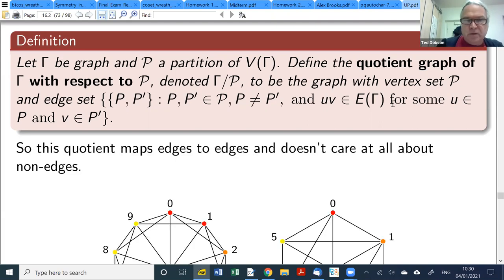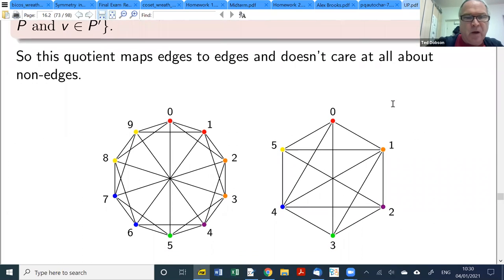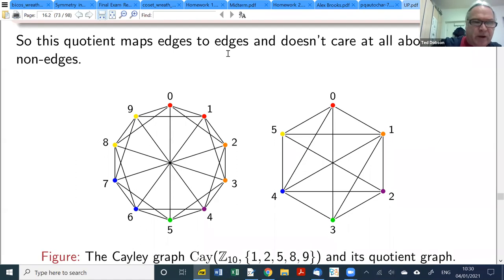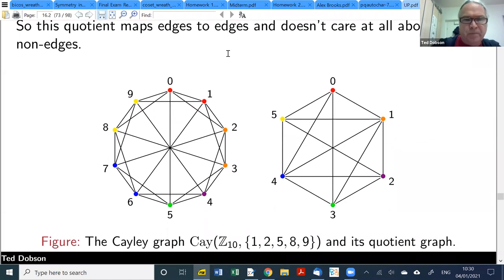So let me give you an example. The way to describe this succinctly is that when we quotient, we map edges to edges, and non-edges get mapped to either non-edges or edges. So here, this is that first graph we had, and this is just a hokey example. The cells of the partition are done by color. I hope you can see them. 0 and 1 is red, 2 and 3 is orange, 4 is purple, 5 is green, 6 and 7 are blue, and 8 and 9 are yellow.